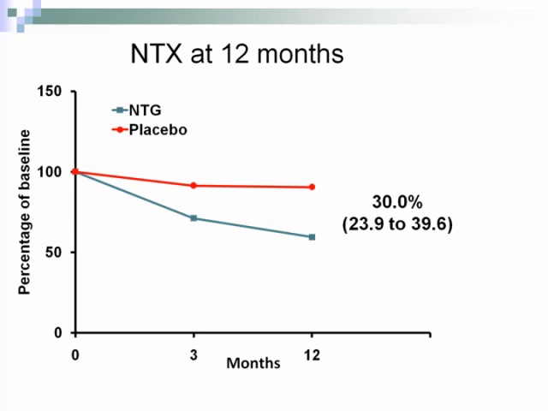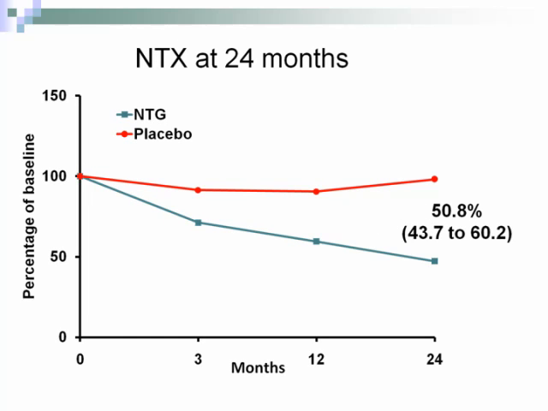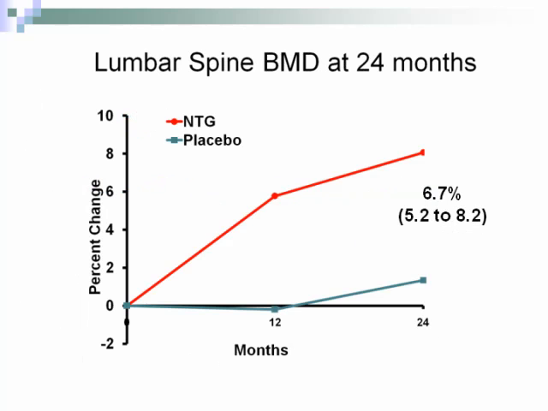This shows you the urinary NTX. So again, the red is the placebo, the greenish blue is the nitroglycerin. You can see that at 12 months there was a 30% decrease in urinary NTX to nitroglycerin compared to placebo. And this difference widened so that at 24 months, the nitroglycerin group had a 50% decrease in urinary NTX.